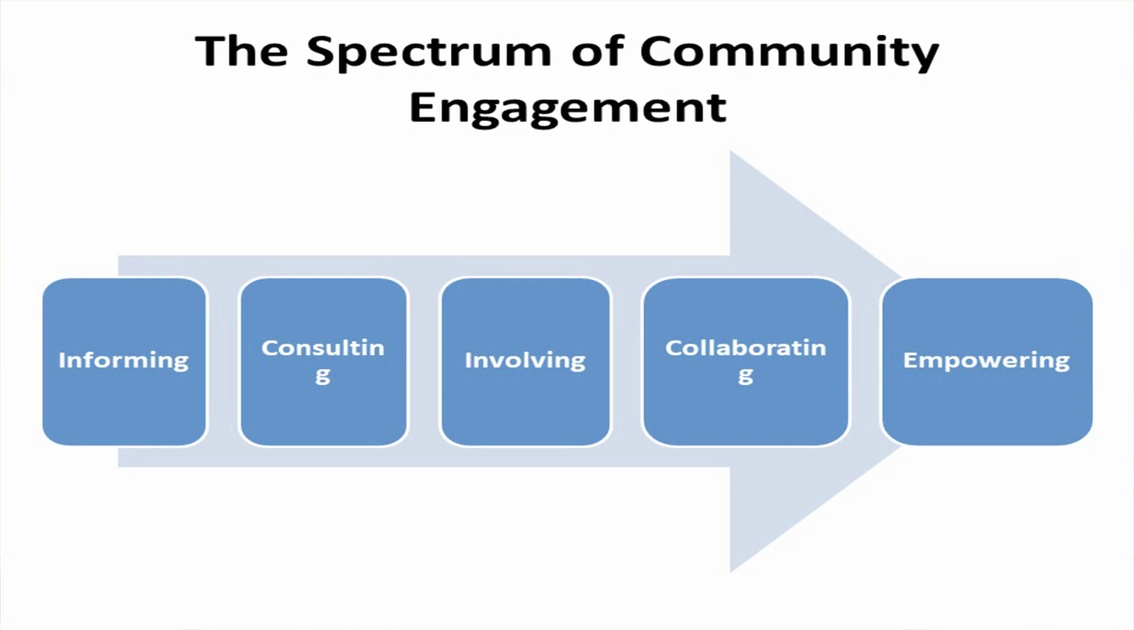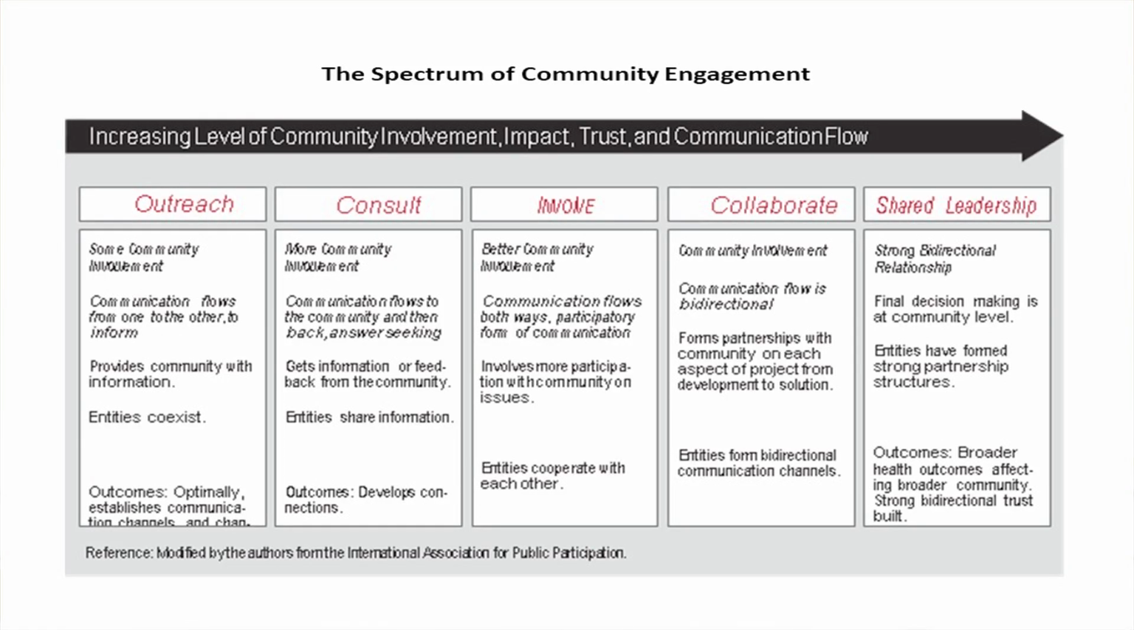First is informing, second is consulting, third is involving, fourth collaborating, and fifth is empowering. We'll discuss all these stages one by one, and how community involvement improves with the help of this spectrum. With the increasing level of community involvement, we will understand its impact on trust and communication flow. Here you can see the first point from the previous slide, informing. Informing talks about the lowest level of community involvement.